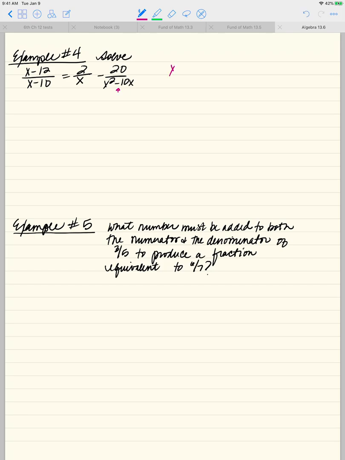So let me rewrite that. x minus 12 over x minus 10 is equal to 2 over x minus 20 over, factor that x out, and that gives us x minus 10. So now, what is our LCD going to be? Our LCD is going to be x times x minus 10. So we need to multiply both sides of this times x minus 10.